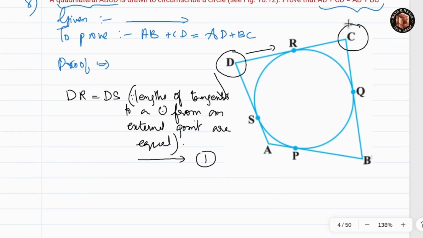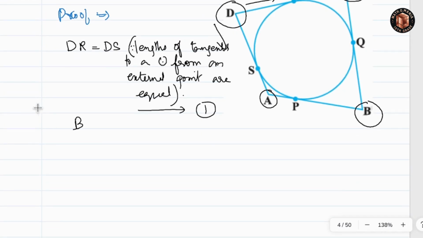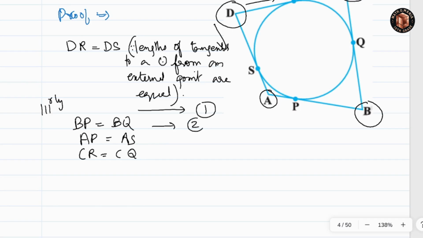Similarly, if I consider C as my external point and CR and CQ as tangents, I can again write CR equal to CQ. Similarly, at the point B also I can use the same method. That means BP equal to BQ. Similarly, A: AS equal to AP. In that way, I will get 4 equations. Let me write all those 4 equations now. You can just copy down the equations. That is BP equal to BQ, then AP equal to AS and CR equal to CQ. I will name these equation 2, 3 and equation number 4.